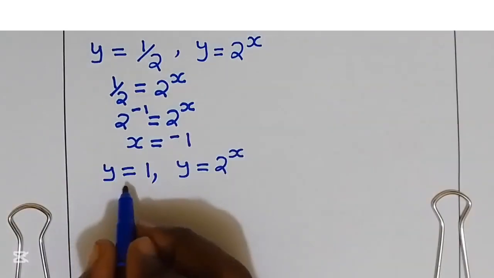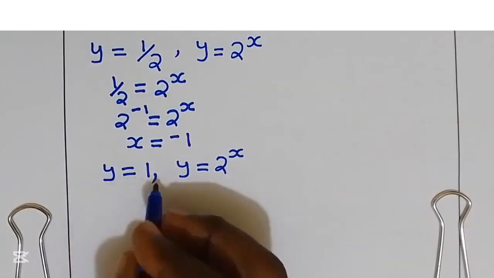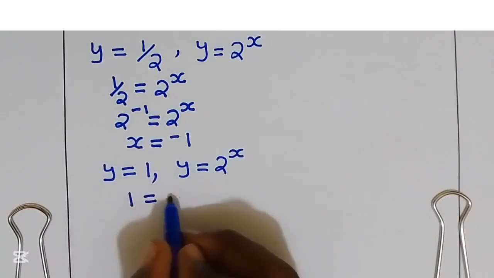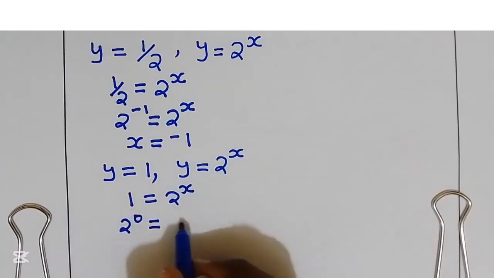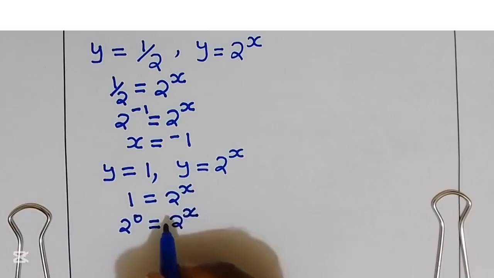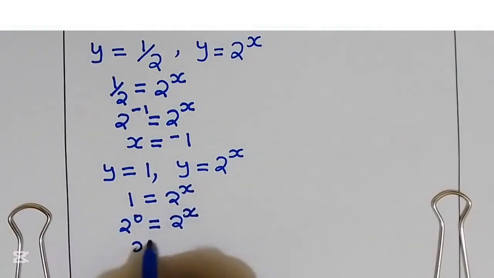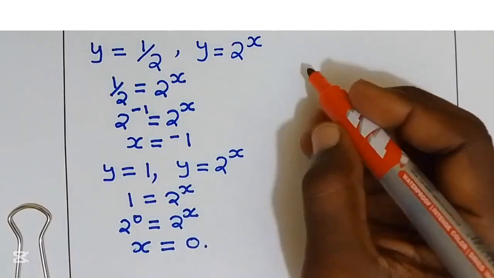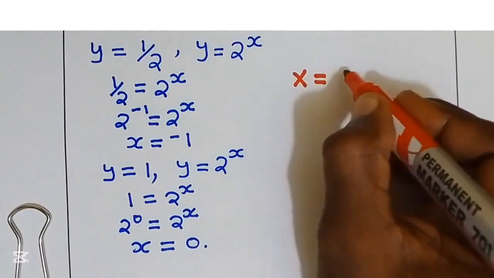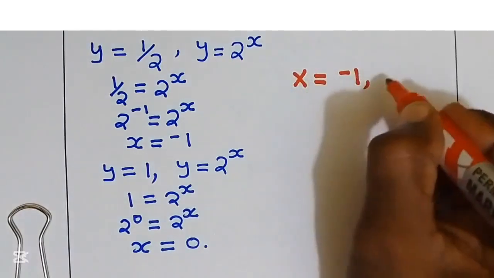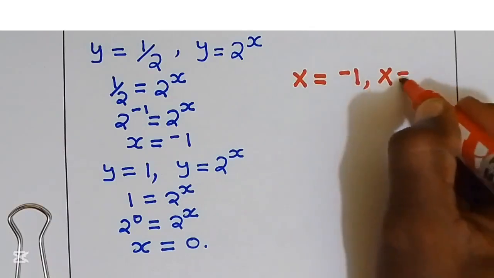Now let's substitute y equal to 1. 1 is equal to 2 power x, but we know 1 is the same as 2 power 0. This is equal to 2 power x. Since the bases are the same, the powers are equal. So x is equal to 0. Our values of x are x is equal to negative 1 and x is equal to 0.